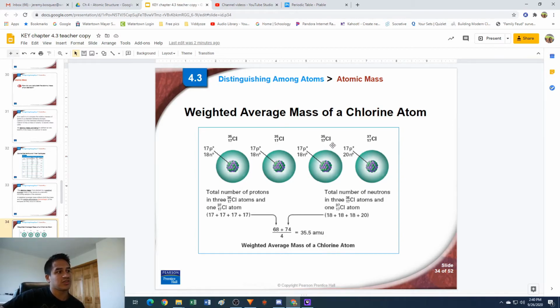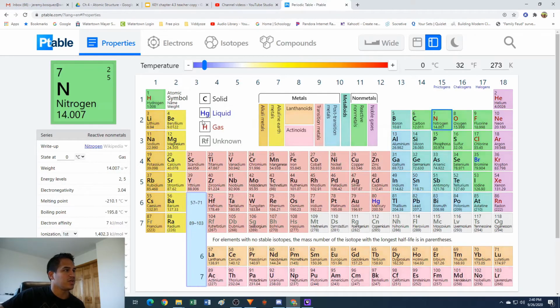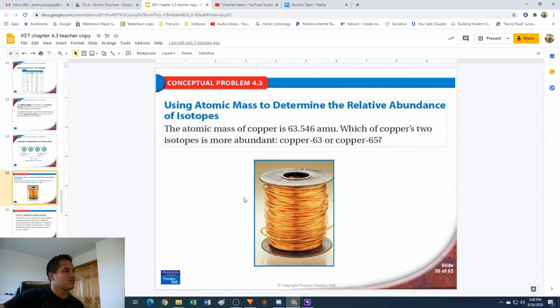And it's closer to 35 than it is to 37, because of the 4 isotopes shown here, 3 of them are chlorine-35s, 1 is chlorine-37, which means on average, if you consider how many 35s there are compared to 37s, your average will be closer to 35. Okay, that's why there are decimals on all the masses of all the elements on the periodic table. Right? If you look at nitrogen, 14.007, oxygen, 15.9999, right? All that stuff.